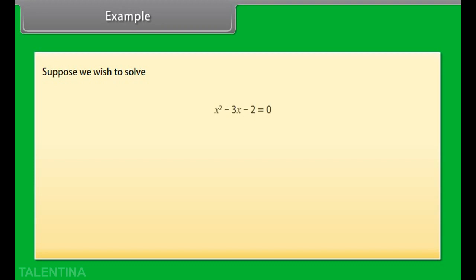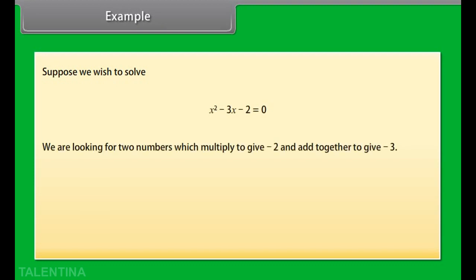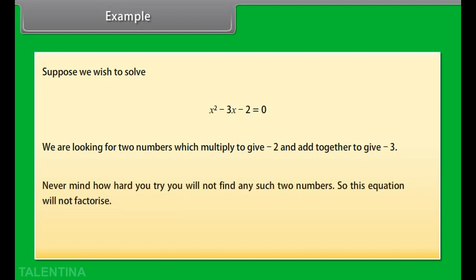Example. Now suppose we wish to solve x square minus 3x minus 2 is equal to 0. We are looking for two numbers which multiply to give minus 2 and add together to give minus 3. Never mind how hard you try, you will not find any such two numbers. So, this equation will not factorize. For this, we need another approach. We will learn that on the next screen.